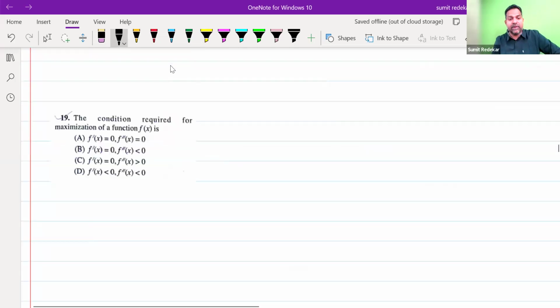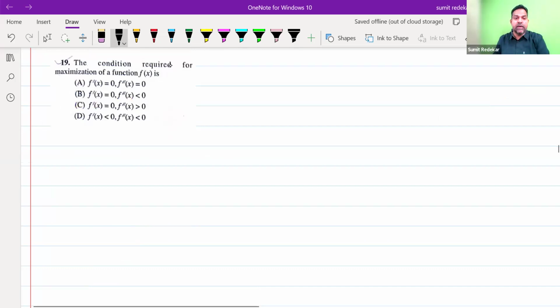Moving on to question number 19. Another derivatives question. The condition required for maximization of the function f of x. Well, if you want to maximize it or minimize it, we first take the first order derivative, make it 0. Then we take a second order derivative, substitute those values of x in the second order derivative. At whatever value the second order derivative is less than 0, at that point the function will be maximum. When it is more than 0, the function will be minimum. So for maximization criteria, your second order derivative should be less than 0. I see only one option agreeing to it, and that is why the answer is going to be C.